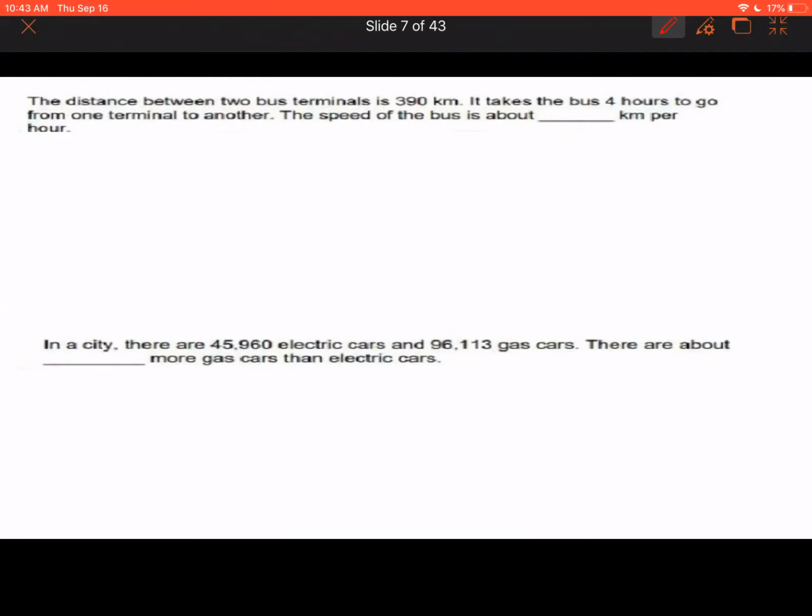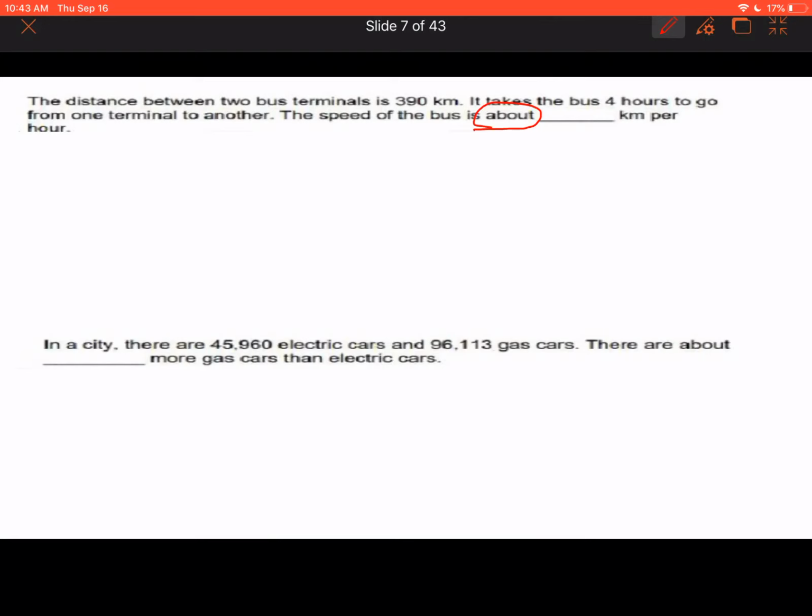The distance between two bus terminals is 390 km. It takes the bus 4 hours to go from one terminal to another. Speed of the bus is about dash kilometer per hour. The question is asked about the speed in kilometers, so we have to find the approximate value that is enough to answer the question. That means we can round the value that is given and find the closest answer to the speed.